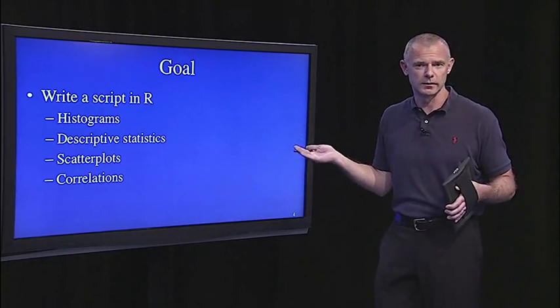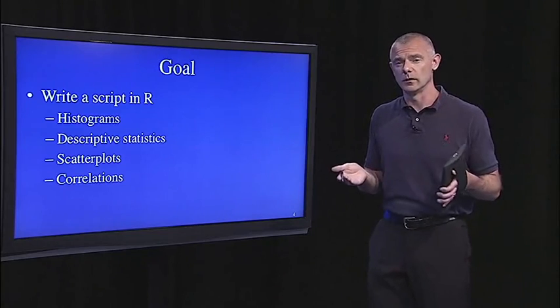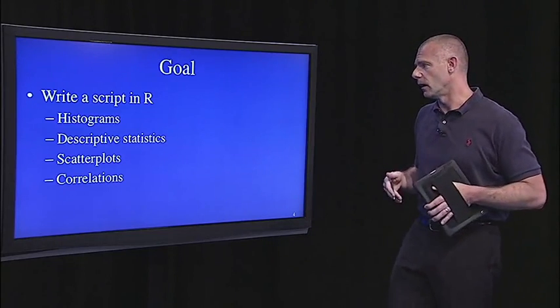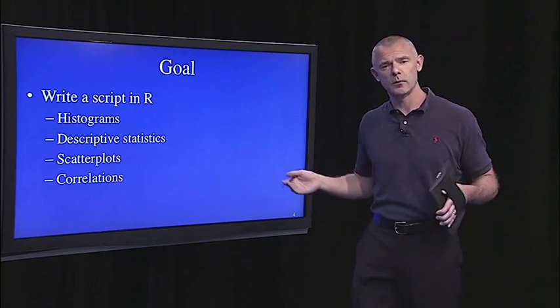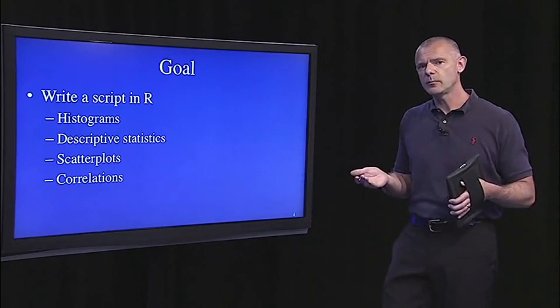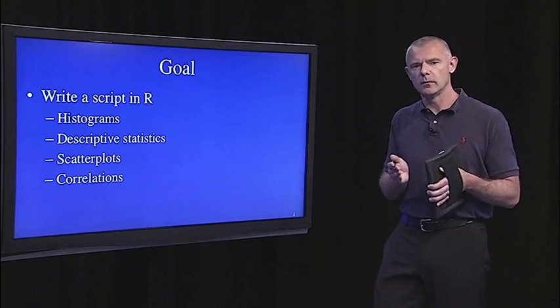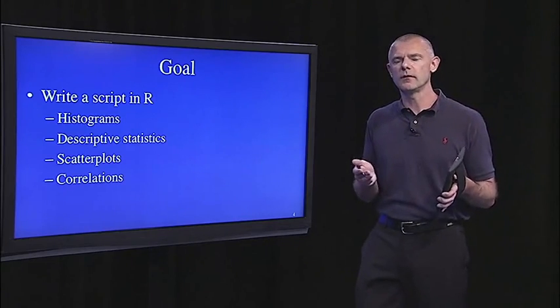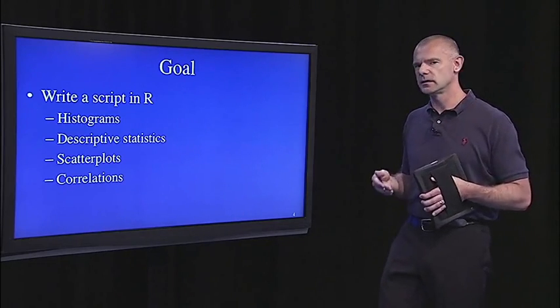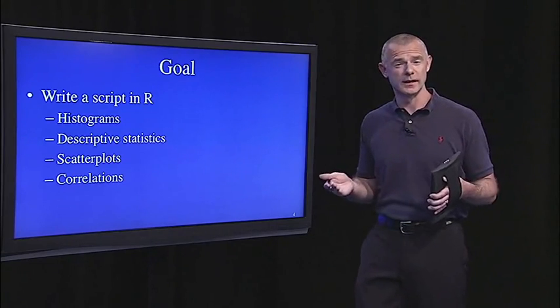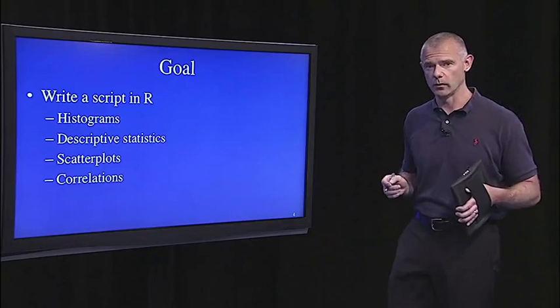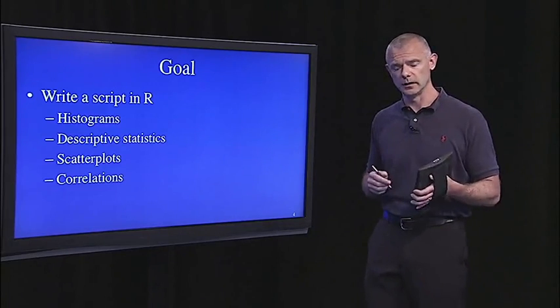So histograms will let us know if our variables are normally distributed or not. The descriptive statistics will help with that as well. And then the scatter plots will allow us to see whether we have linear relations between our variables, and they'll also allow us to see if we have homoskedasticity. Remember, that was one of the important assumptions underlying correlation analysis.